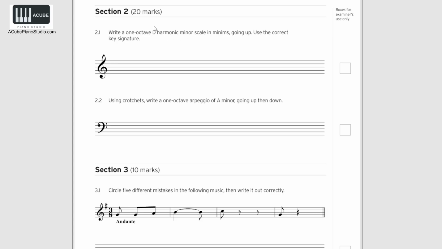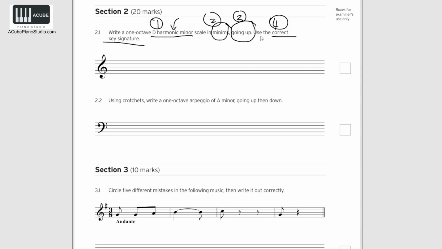Next, we know that it is D harmonic minor. So remember, because it's harmonic, we need to sharpen the 7th note in D minor. Next, I need minims. I need it to be going up. And they asked me to use the key signature. So 1, 2, 3, 4. There are 4 things I need to do.